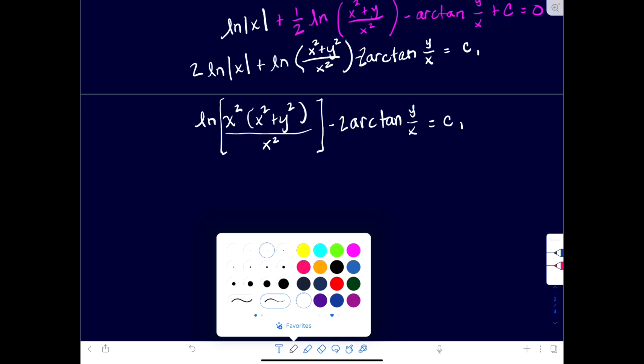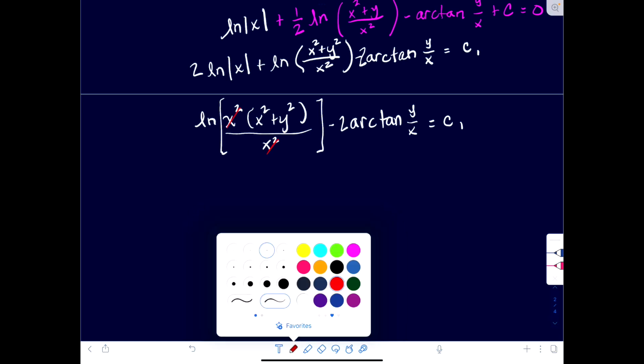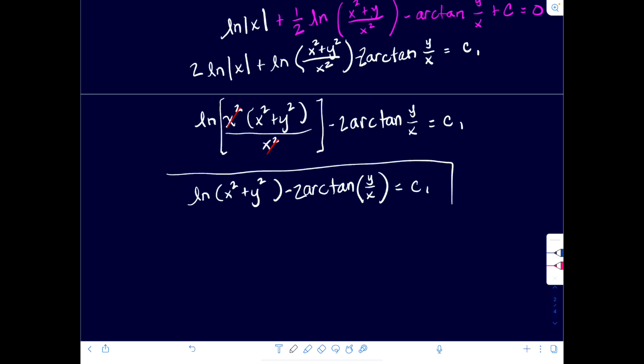The x squareds divide out, and we're left with the natural log of quantity x squared plus y squared, minus 2 times arctangent of y over x equals c1. There you go. Hope this helps.